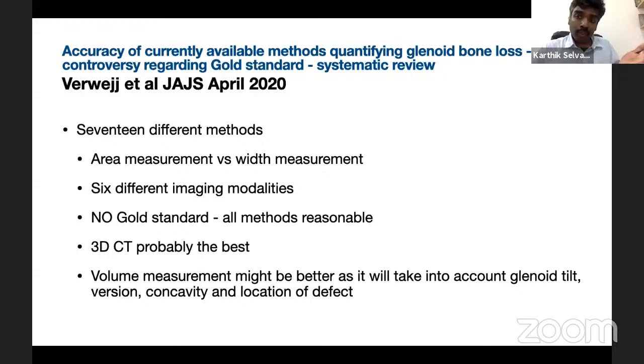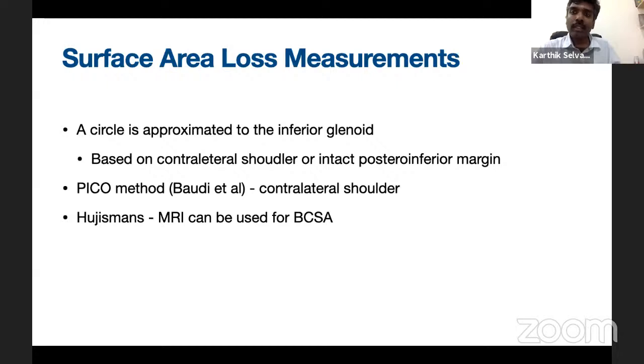But if you use ImageJ, you can actually copy the picture, put it on your computer, open it and use the ImageJ software. It is reasonable. But then again, as you say, all methods are actually reasonable. The best fit circle method along with the glenoid index method seem to be reasonably accurate. Now this is the surface area loss measurements.